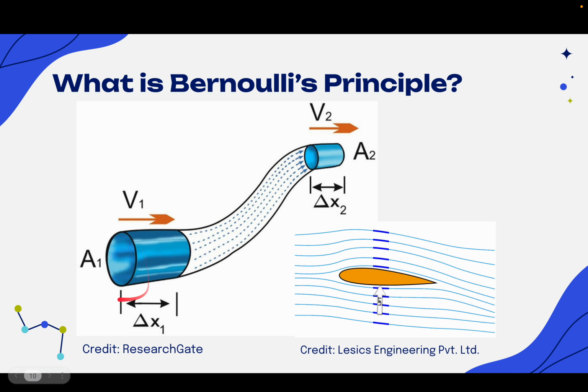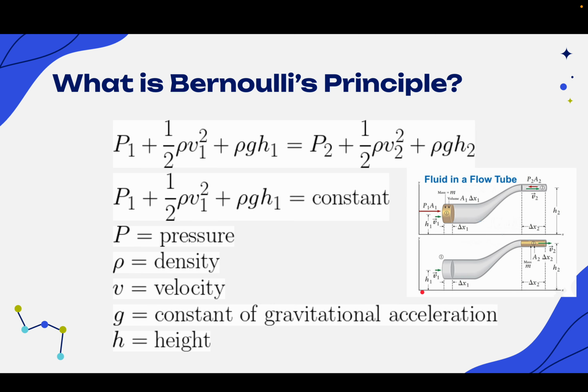And these are the cross sections as we talked about, and this is a diagram of how lift is generated over the airplane wings, and we are going to talk about this when we are talking about the meaning of the equation. All right, so this is the equation of Bernoulli's principle.